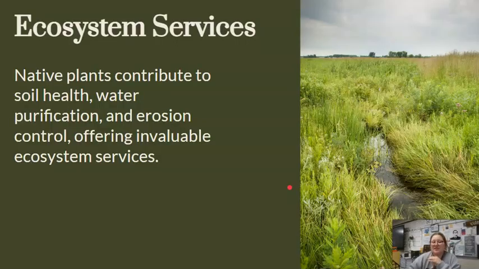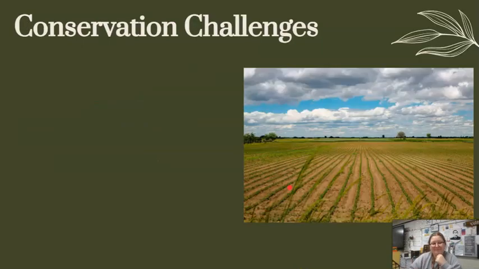So ecosystem services are what we get from the ecosystem. So it could be just beautiful sights, but native plants also contribute to soil health so we can grow better food, water purification so we can have clean water to drink, erosion control so that our soil is staying where it should be, and then it offers other invaluable ecosystem services like clean air as well.